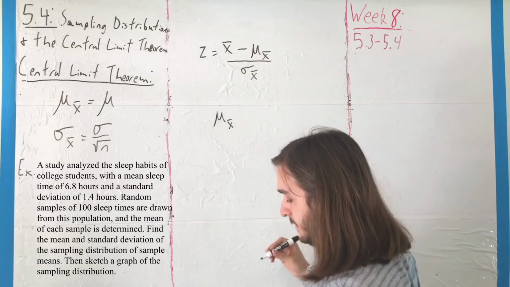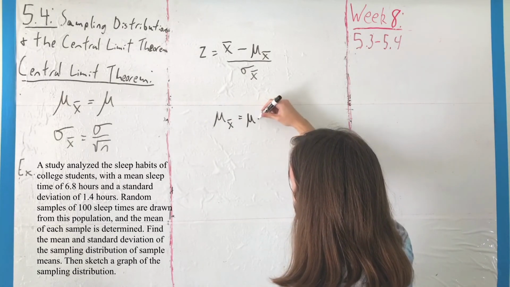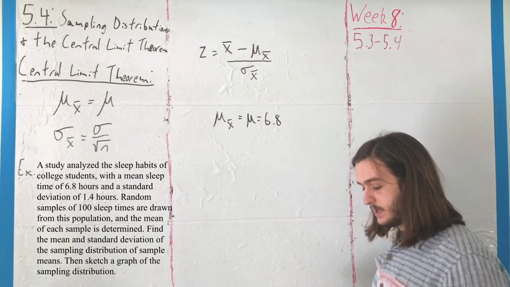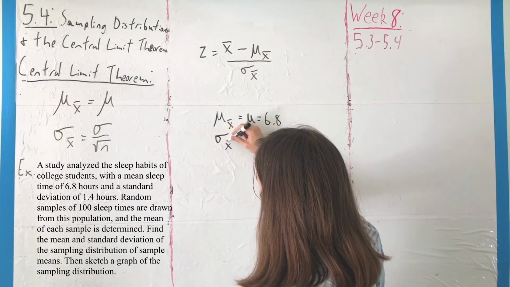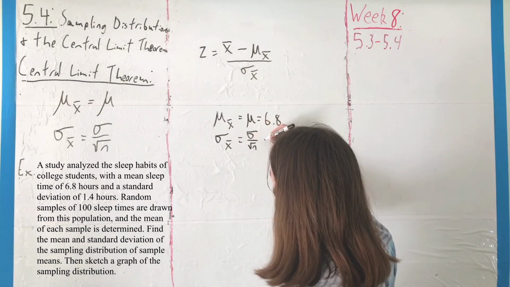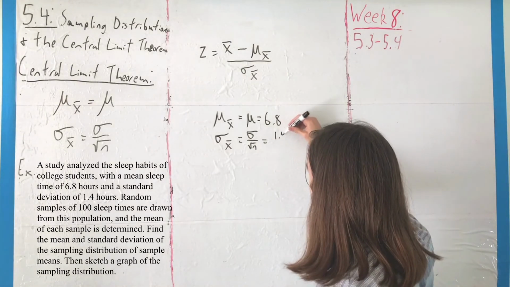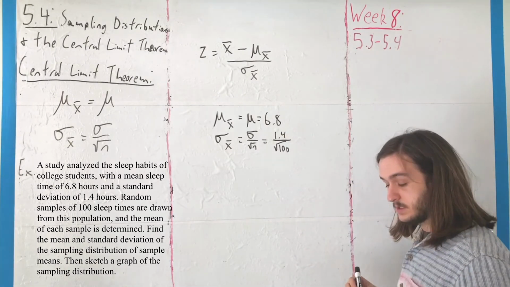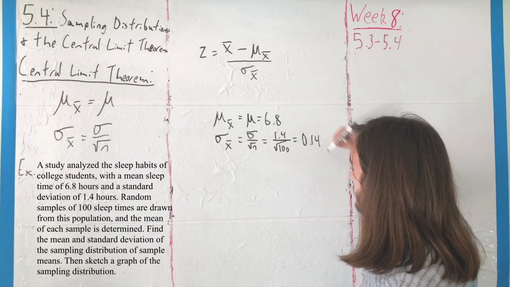So, using the central limit theorem, the value for mu sub x bar is just our population mean mu, at least approximately, which is 6.8. Meanwhile, the standard error, sigma sub x bar, is sigma over the square root of n, where sigma is 1.4, divided by the square root of our sample size, which is 100. So it's 1.4 over 10, or 0.14.